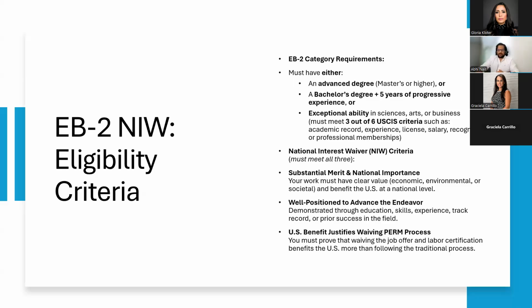First, you qualify under the EB2 category, which means you need either an advanced degree like a master's, or a bachelor's plus 5 years of progressive experience, or you apply based on exceptional ability like recognition, high salary, or awards. Once you qualify for EB2, you then apply for the national interest waiver.